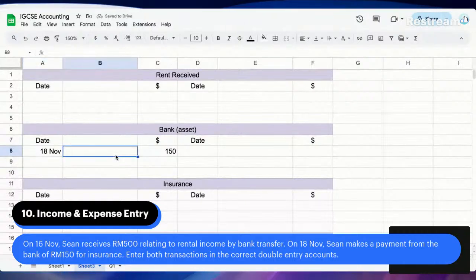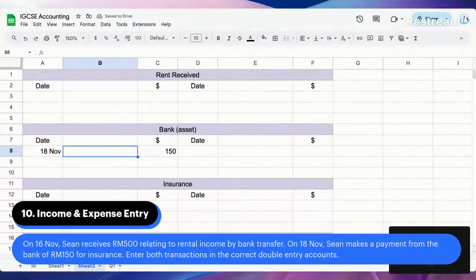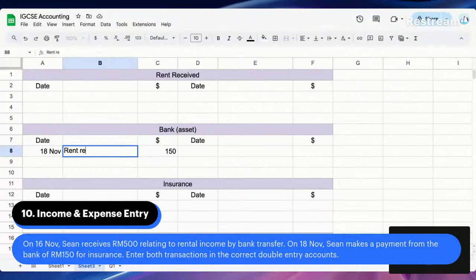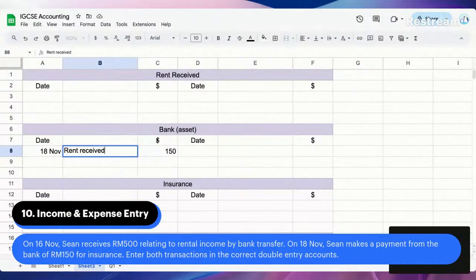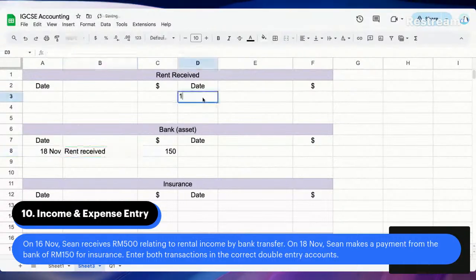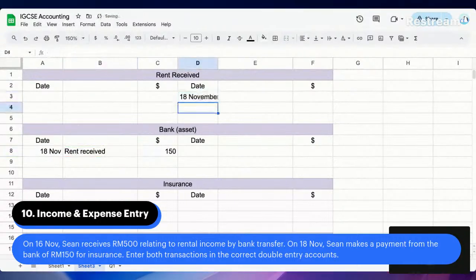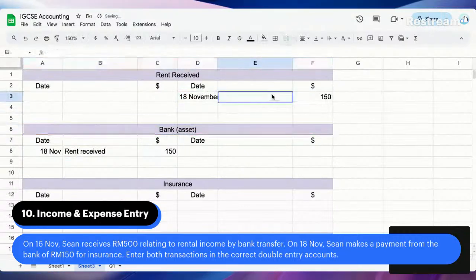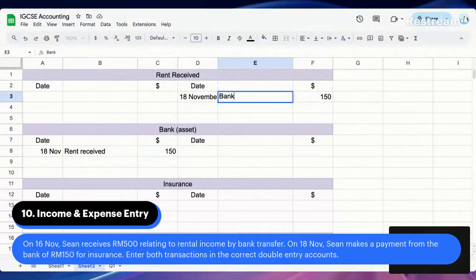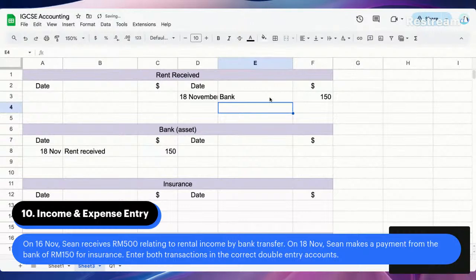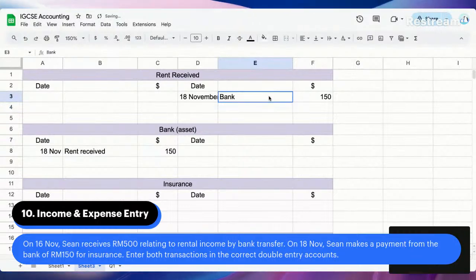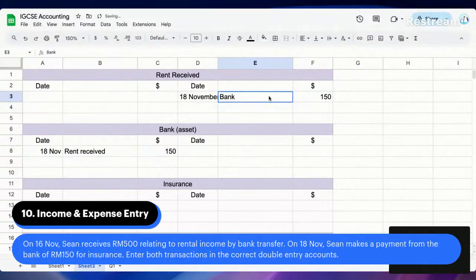And what is that all about? Why did you receive the money? Because of rent received. And the same thing, the transaction happened in November. And then 500. And how I received the money is through the bank. So this one and this one are the same, right? So this is what I mean for the first transaction.